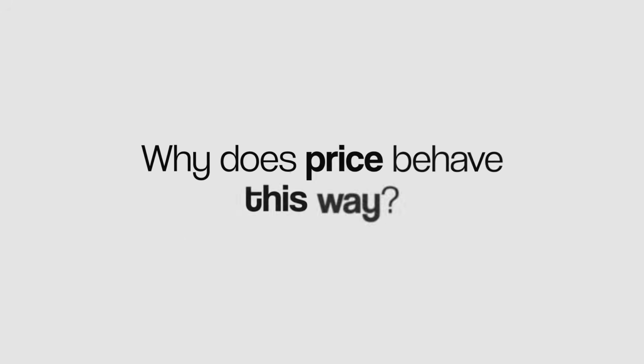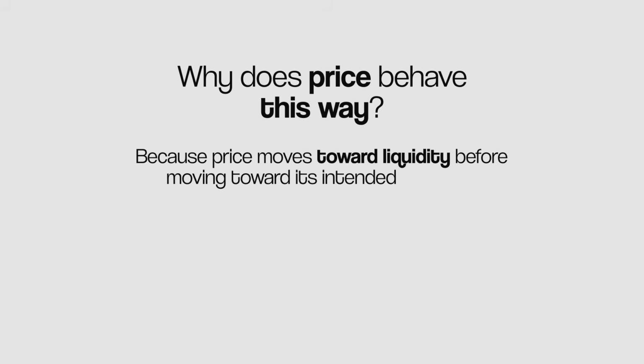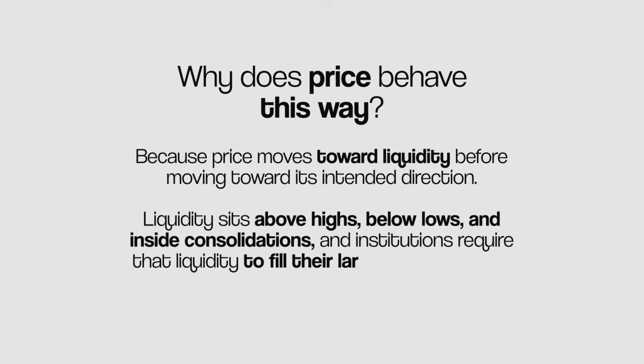Why does price behave this way? Because price moves toward liquidity before moving toward its intended direction. Liquidity sits above highs, below lows, and inside consolidations, and institutions require that liquidity to fill their large orders without causing slippage against themselves.